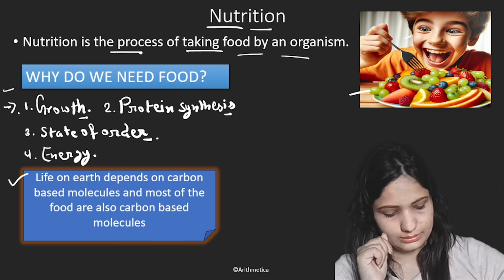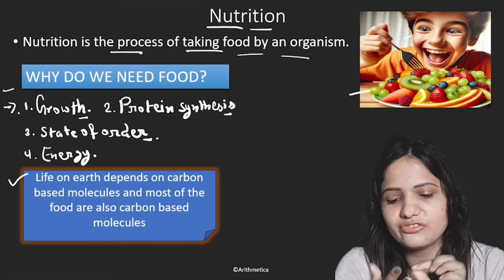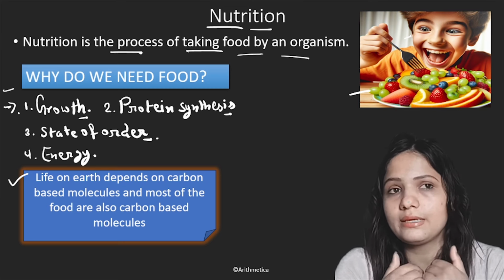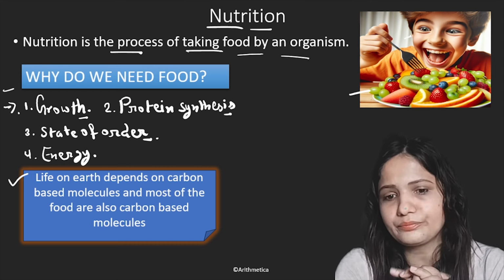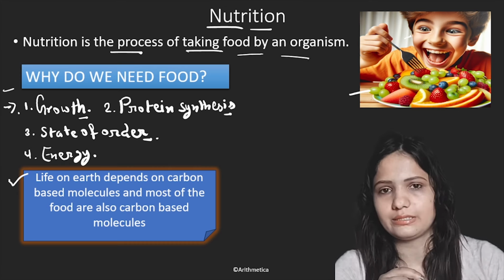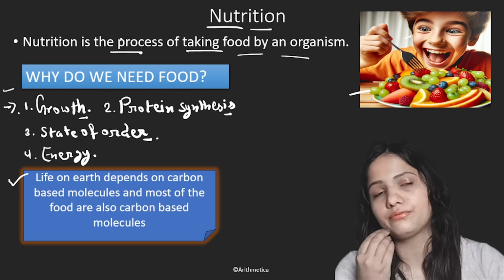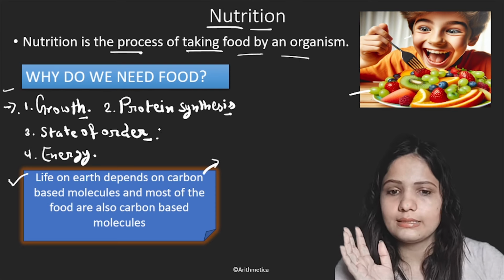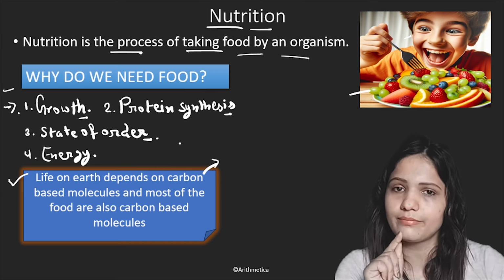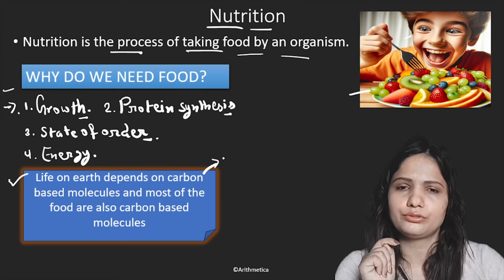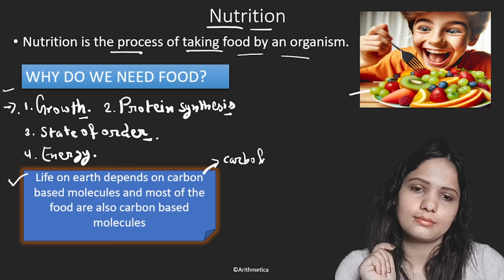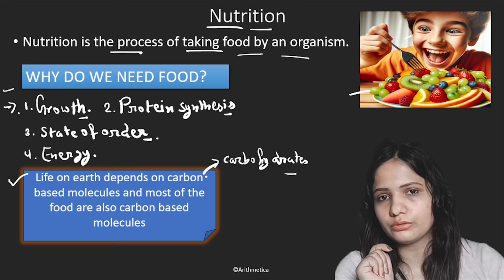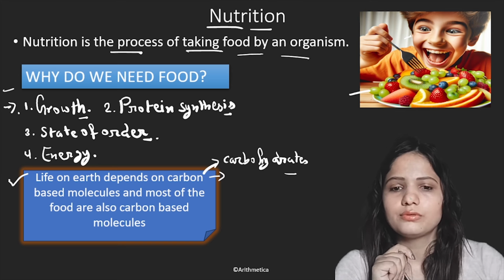This is from NCERT. What kind of food do we eat? What is there in the food that we are saying is essential? Life on Earth depends on carbon based molecules, and most of the food consists of carbon based molecules. Whatever food any organism is consuming, that food or nutrition has carbon based molecules. Examples of carbon based molecules: carbohydrates. Carbohydrates are the carbon containing molecules which are required for energy.